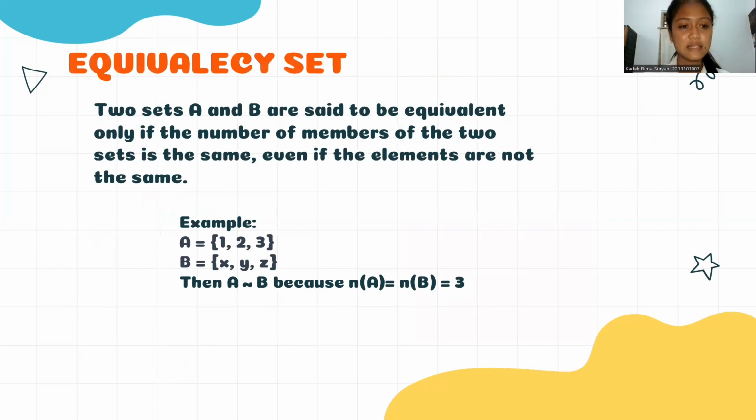And the next is equivalent sets. Two sets A and B are said to be equivalent only if the number of members of the two sets is the same, even if the elements are not the same. For example, set A is curly braces 1, 2, 3, and B is equal to X, Y, and Z. They have the same number of elements, A is equivalent to B, because n(A) and n(B) are equal to 3. This is an example of equivalent sets.